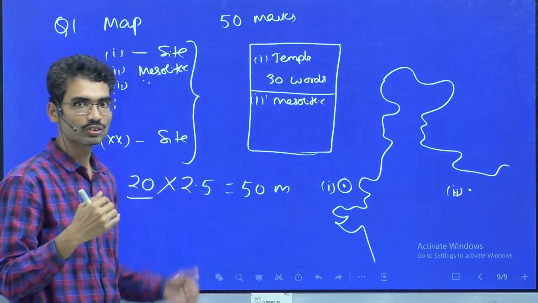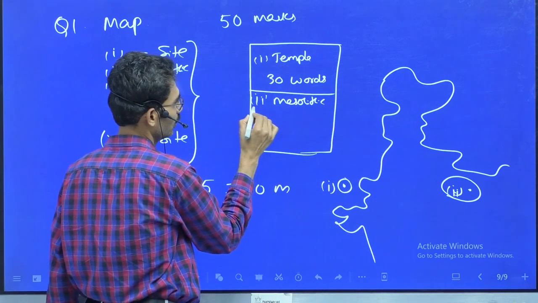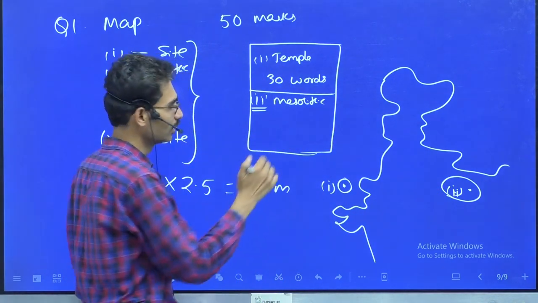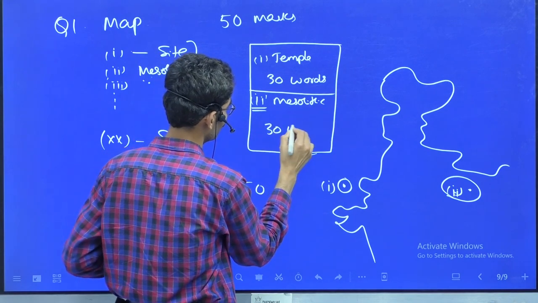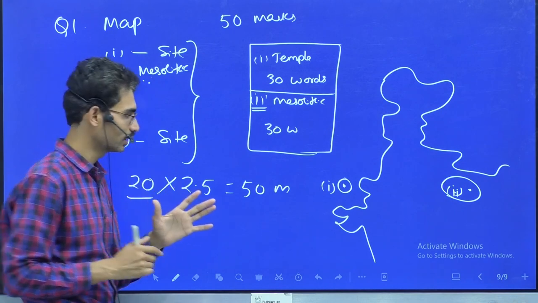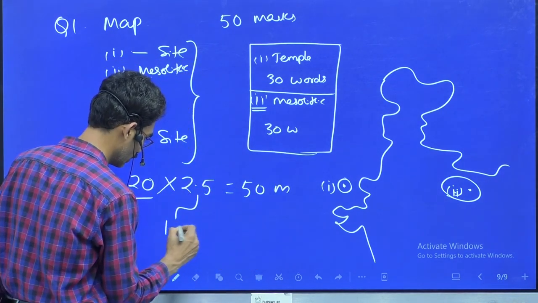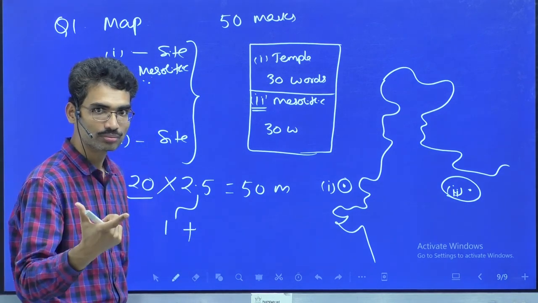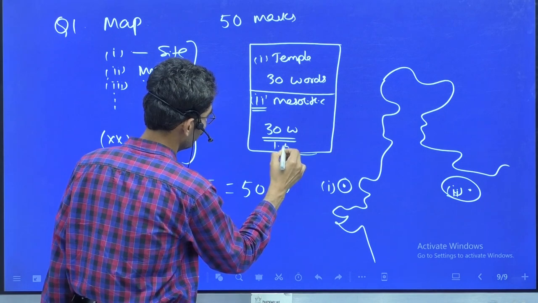Then what you have to do? You have to identify it somewhere in Belan Valley, Mesolithic site. Whatever is the answer to that, you write that Mesolithic site name and 30 words. If you identify the map correctly, you will be given 1 mark. Out of this 2.5, 1 mark if you identify the right one, and these 30 words, 1.5.